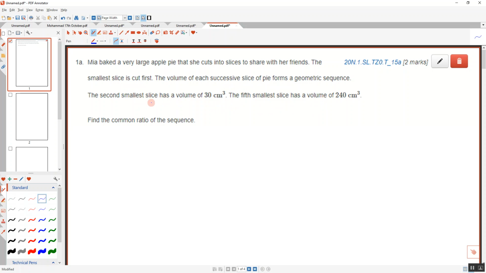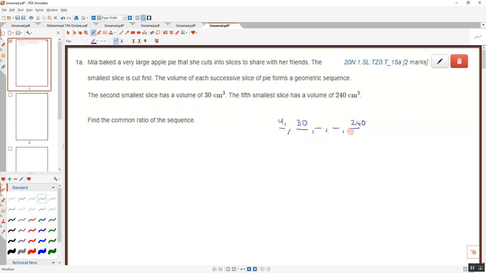a geometric sequence. Second slice has a volume of 30. So we've got our first slice, which we'll call U1. Second slice is 30. Third, fourth, and the fifth slice has a volume of 240. Find the common ratio of the sequence.